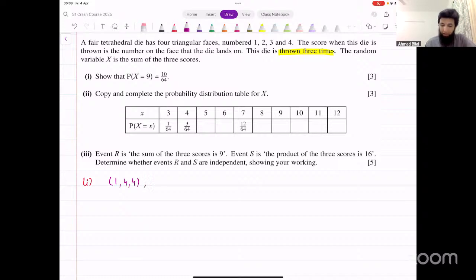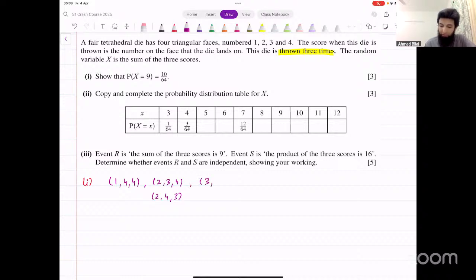Okay. What else? If the first is 2, then with 2, what could be the other two numbers? With 2, you can have 3 and 4. And with 2, you can also have 4 and 3. And that's it. There are no other possibilities. Okay.